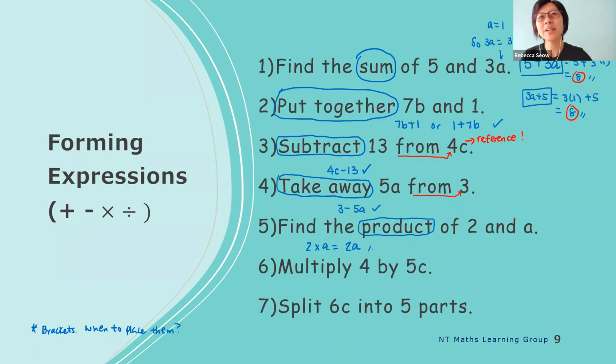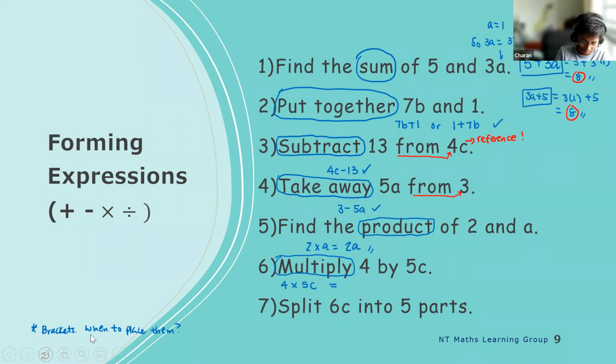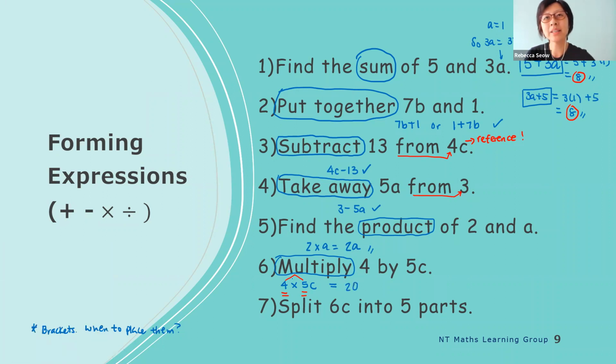Next one. Multiply 4 by 5c. The word multiply stands out. So we have 4 times 5c. How will we work this answer out? In order to simplify this, you realize that there are two numbers here. We multiply the numbers. Is it 20c? Yes. After multiplying the numbers, we get 20, and for the letters we are just left with c. We put the c next to it. So it's 20c.